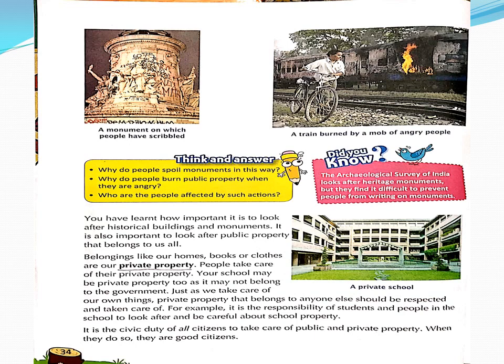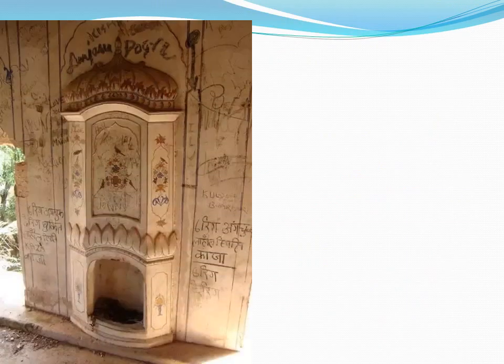And if you are burning a train, that means you are causing damage to public property, which is not at all acceptable. It is a public offense. You cannot do that. You should be punished for that. So all of you have understood the damages we are causing sometimes to our public property, and we should never do this. Being a very responsible citizen, you will never do it because you already know that these things are wrong, right?